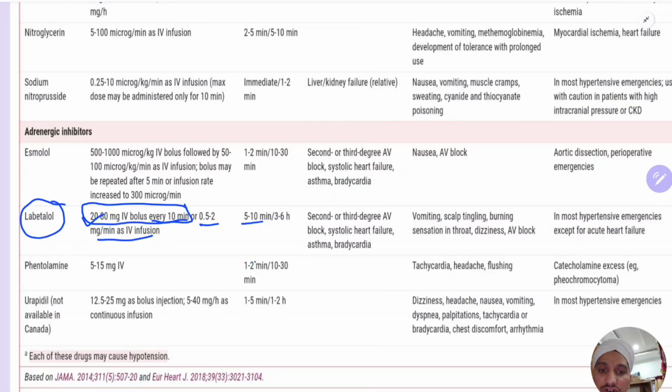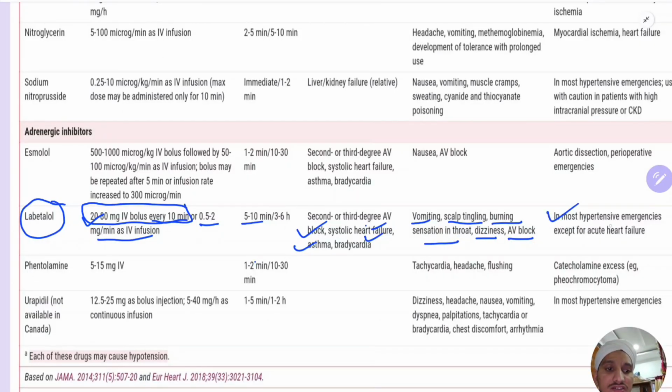Okay, because it is a beta blocker, you should avoid in blocks and acute heart failure, in patients with asthma. That's an important point. In patients with bradycardia. Okay, so what are the side effects? Vomiting, tingling sensation in the scalp, burning sensation in the throat, dizziness, AV block. These are the side effects.